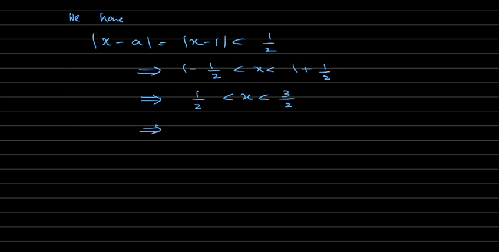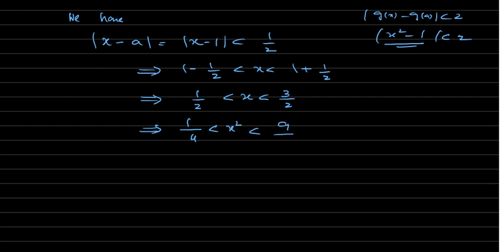Let's apply the square, because I want to prove that mod of g of x minus g of a should be less than 2. Since g of x is x square and a square is 1, I want x square minus 1 to be less than 2. So let's try to find this. First x square, then I subtract 1 throughout. By applying square we get 1 by 4 less than x square less than 9 by 4.